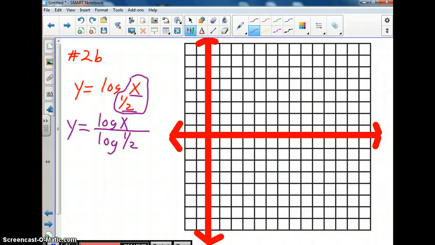Now, when you're looking at the graph, go to the table. Now you tell me this. At 0, I get error, which means what? It doesn't touch it. That's the asymptote. At 1, I get 0, so I do have a point. At 2, I get negative 1. At 4, I get negative 2. Very good. And at 8, I get negative 3. Very good.